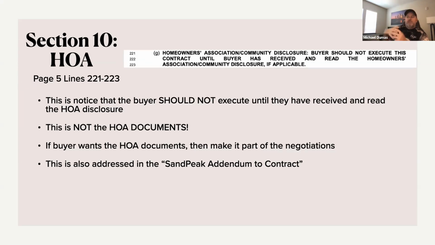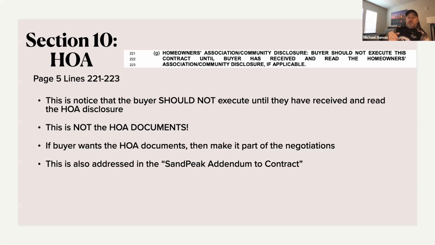Homeowners Association. This notice also states that the buyer should not execute until they have received and read the HOA disclosure. It's mandatory. Again, this is something that should come from the seller and the selling agent. It should be in the MLS, HOA disclosure. The hard part is if you go into the MLS in any neighborhood at any point in time and you click on 12 properties, it seems that every single HOA disclosure is completely different.